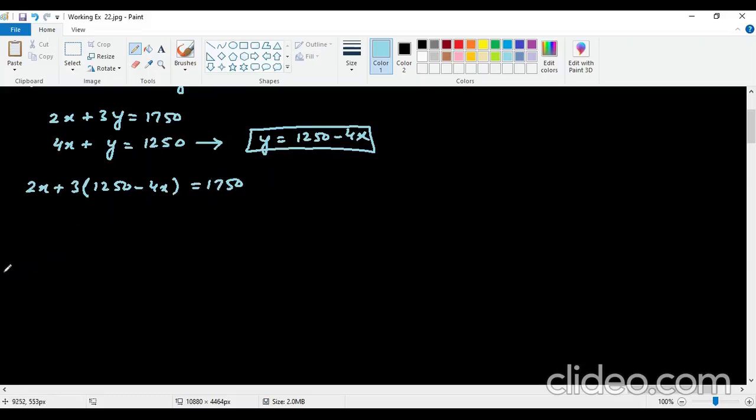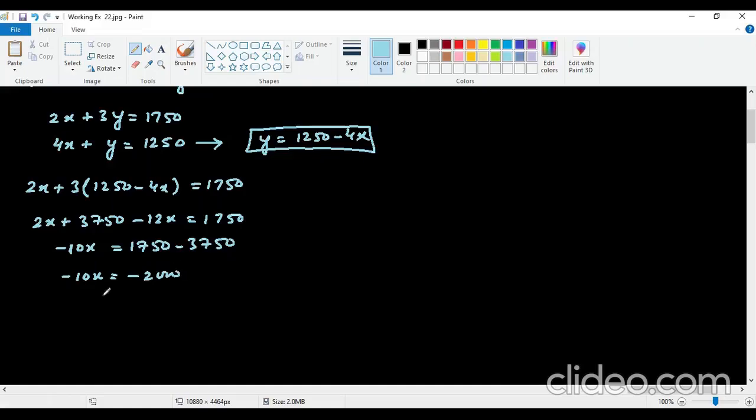So this becomes 2x plus 3750 minus 12x equals 1750. So this is going to give us minus 10x equals 1750 minus 3750. So minus 10x is going to be equal to minus 2000. Minus signs will be ignored. So x will be equal to 2000 divided by 10.